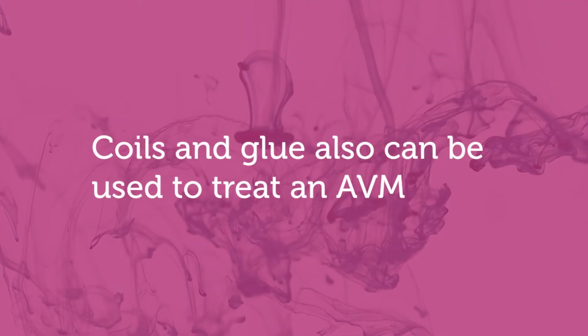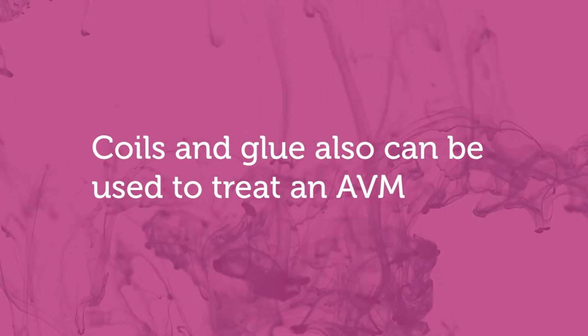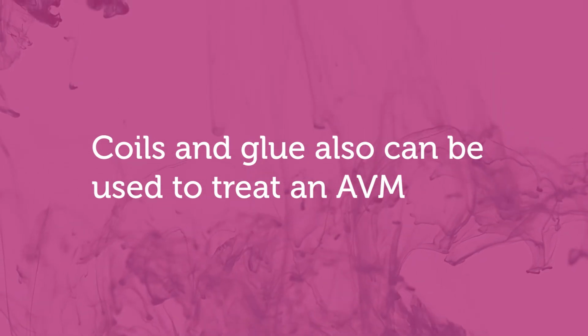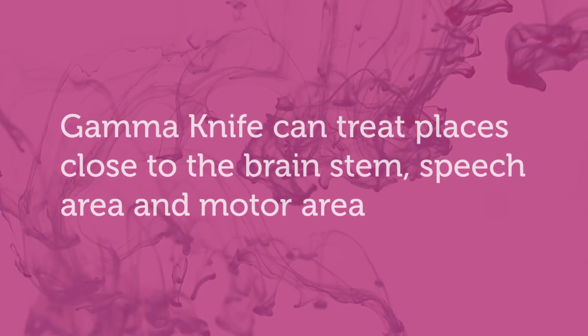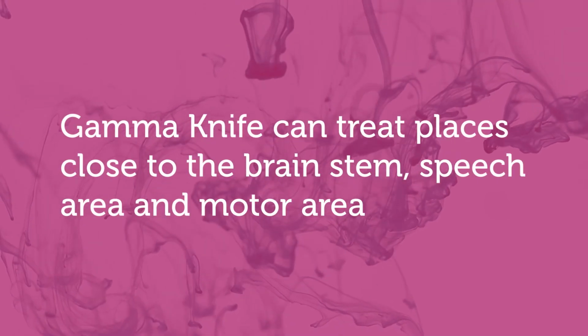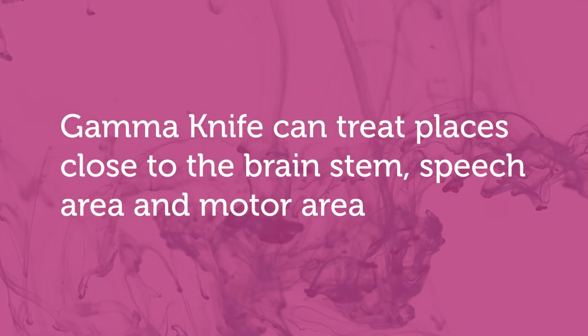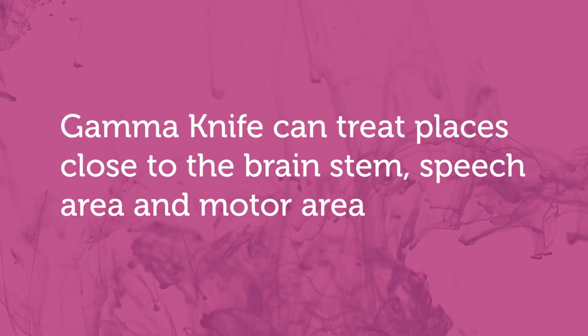Sometimes we're able to use coils and glue to completely take care of a vascular malformation without further surgery. We reserve, lastly, options such as stereotactic radiosurgery like Gamma Knife, particularly in areas of the brain such as the brainstem or close to the brainstem, or areas close to the speech area or to the motor area that could potentially cause significant loss of function.